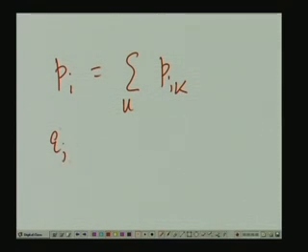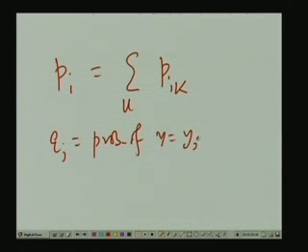Qj is the corresponding probability of y equal to yj. This will again equal the sum over i of Pij, where Pi is the probability of x equal to xi and Pij is the joint probability, and Qj is nothing but Pij summed over i. Okay. This is pretty obvious.